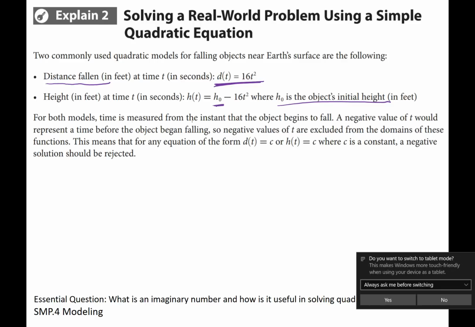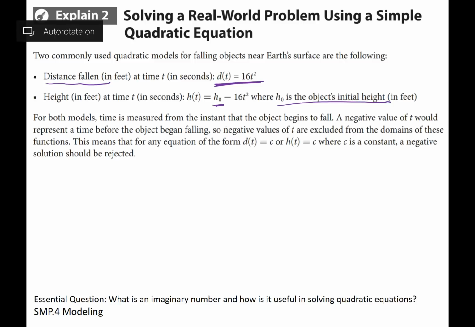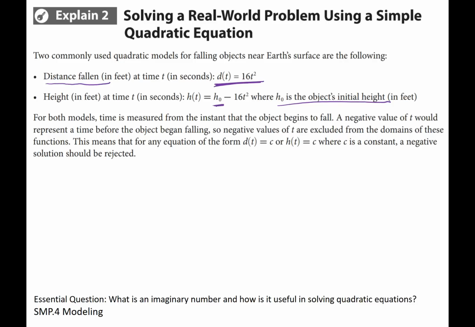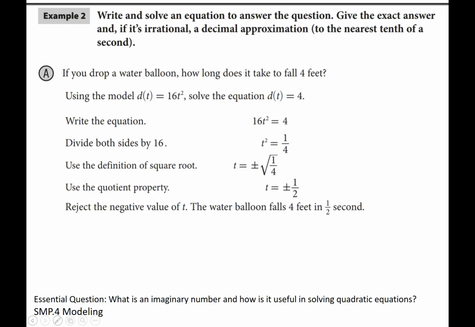For both models, time is measured from the instant the object begins to fall. A negative value of t would represent a time before the object began falling, so negative values of t are excluded from the domains of these functions. So we basically exclude negative values because it doesn't make sense to have a negative distance. This means that for any equation of this form, where c is a constant, a negative solution should be rejected. Okay, so let's see what they do with this. So we're supposed to write an equation to answer the question, give the exact answer. If it's irrational, a decimal approximation to the nearest tenth of a second. I'm going to say 3 decimals.